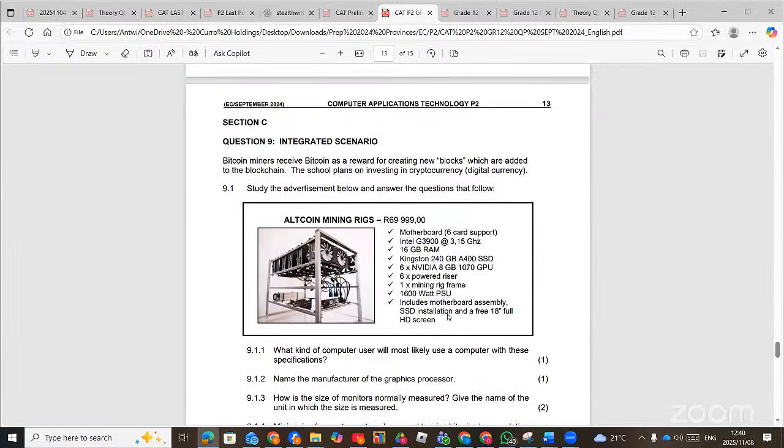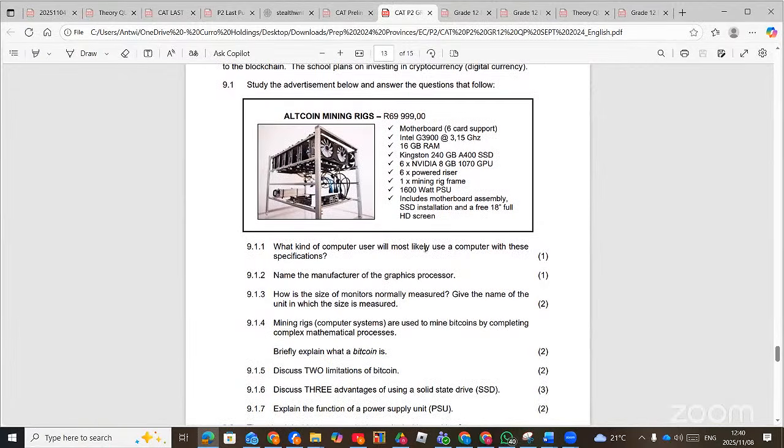Now, this is what I was talking about regarding the integrated scenario. They combine all of them. What kind of computer user is most likely to use a computer with these specifications? So check them. Powered riser, PSU is there. SSD, HD 18 inches. So 18 inches is too big. Here they say computer user, so that is either SOHO or a power user. At least 16 gig RAM, there's a GPU, so it's a power user.